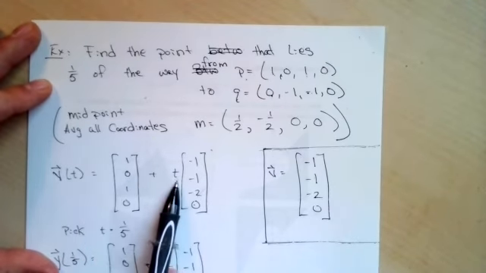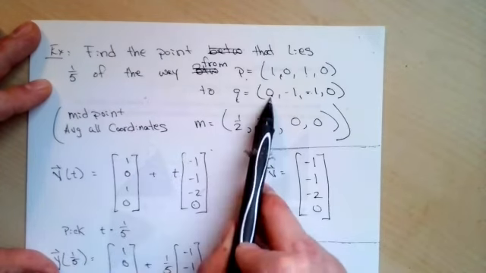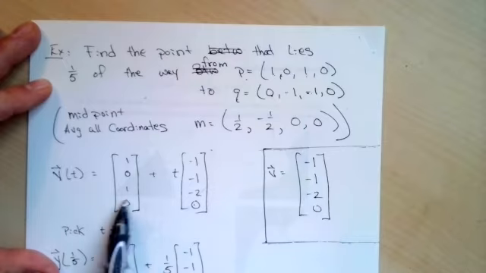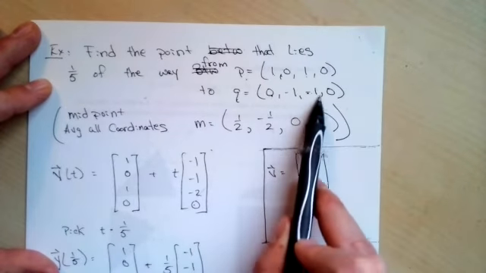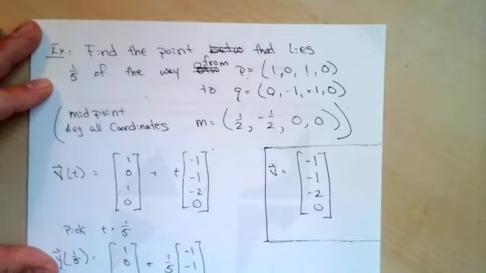And of course, we can check if t is equal to 1. We will have 1 plus 1 gives us 0. 0 minus 1 gives us that -1. 1 minus 2 gives us this -1. And then 0 and 0 still gives us 0. Yeah.